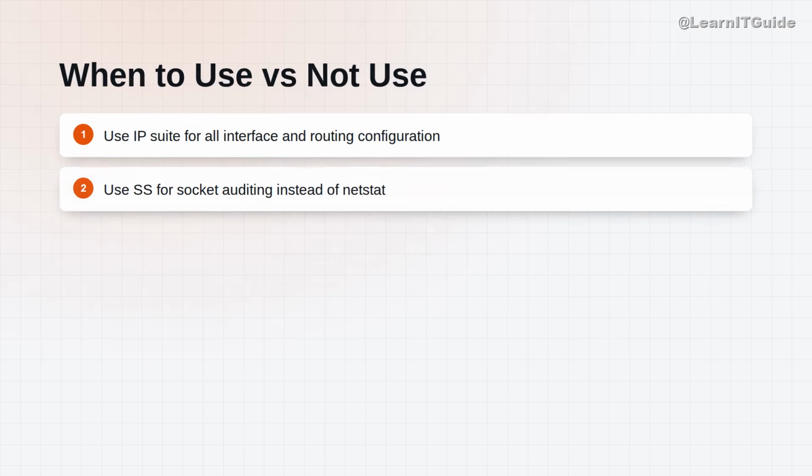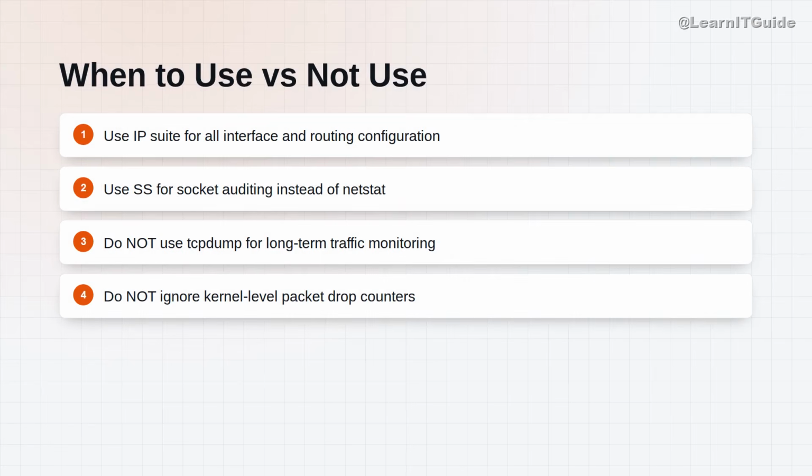So when should you use these tools? Use the IP suite and SS for your daily management and auditing. Do not use Tcpdump for long-term monitoring, as it will consume massive amounts of disk space and CPU. Use dedicated monitoring tools like Prometheus for that.